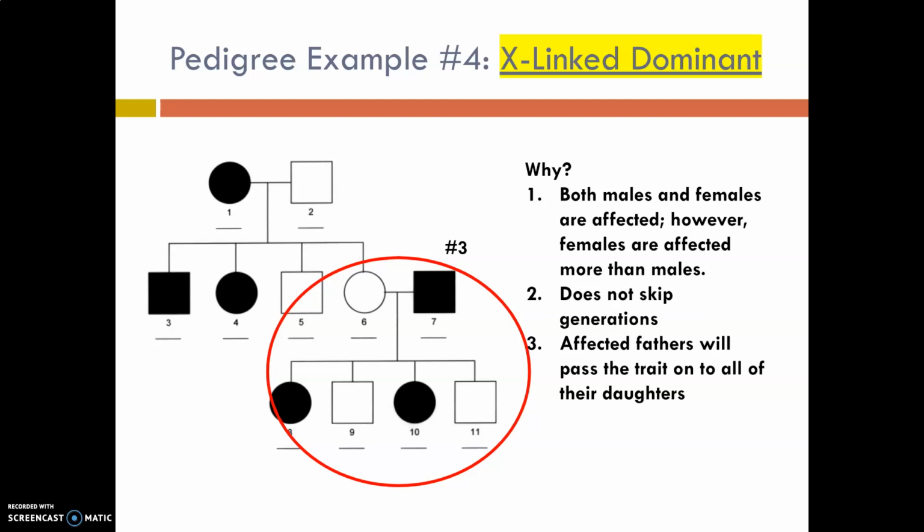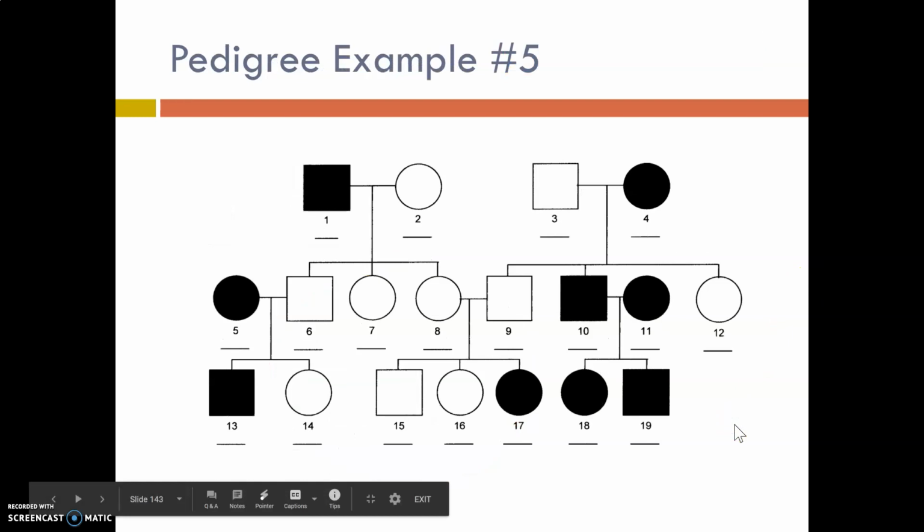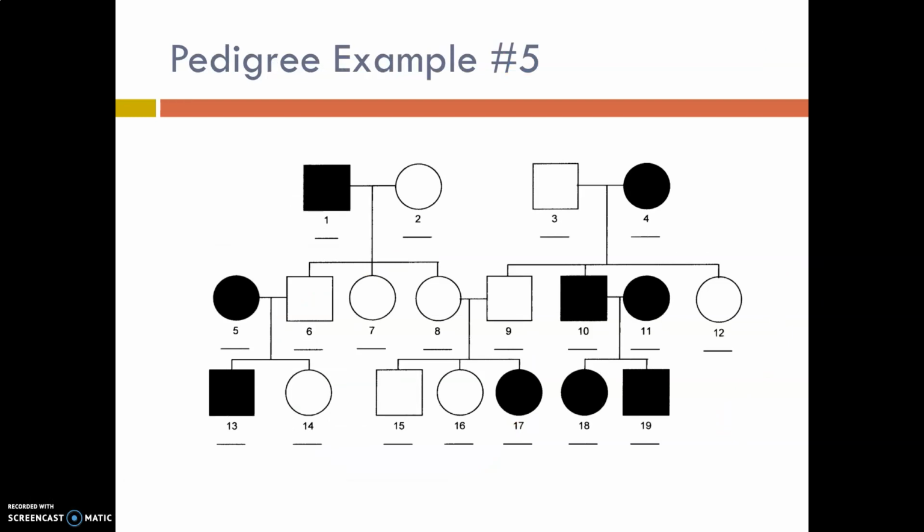We see an affected father pass on the trait to all of his daughters, and that is one of the biggest characteristics that you're going to see with X-linked dominant pedigrees. So if you see a father and he has all affected daughters, you should be thinking X-linked dominant. And then our last example. Again, this one looks like we've got the trait in all of our generations, but I think we've used all of our dominant examples. So our last one left is a recessive, so let's see if that fits.